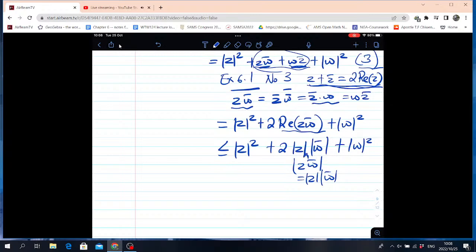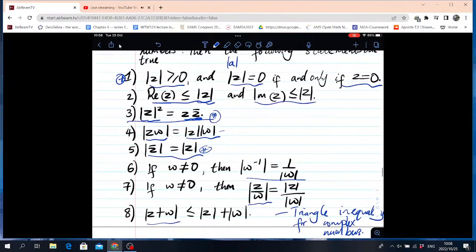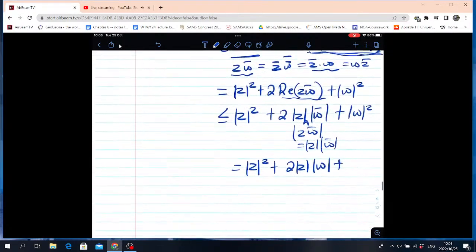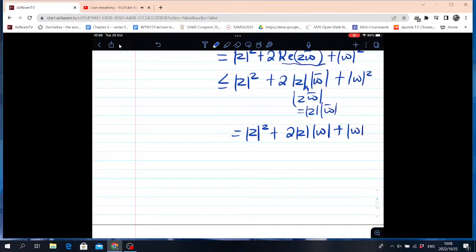And then from here, we say, well, this is going to be equal to the modulus of Z squared plus 2 times the modulus of Z times the modulus of W. So we know that the modulus of W bar is equal to the modulus of W. That's another property that we have in one of the theorems, if not here, maybe the previous theorem. And then we get that this is going to be equal to that. And once we get this, then we've got what we wanted, which is that if we factorize that, we get that.